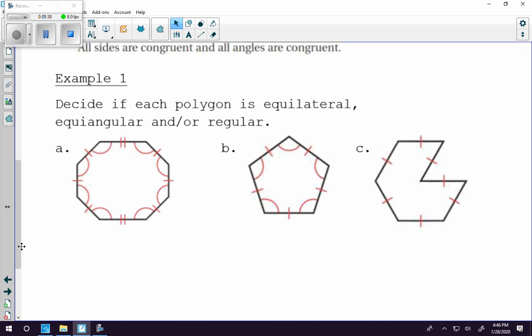Looking at example 1, it says make a decision if these polygons are equilateral, equiangular, and or regular. If you look at A, notice that all of the interior angles are congruent, so it is equiangular.